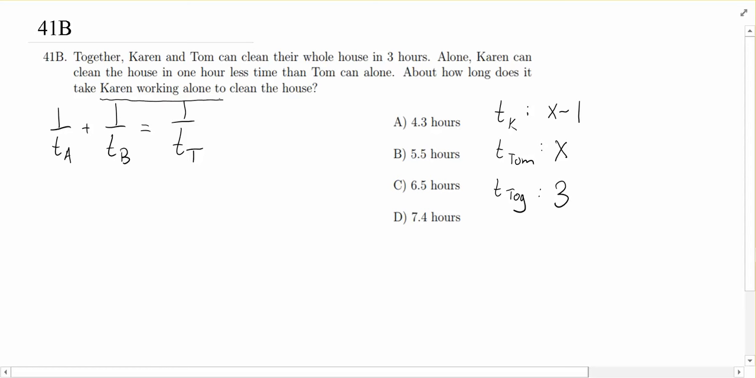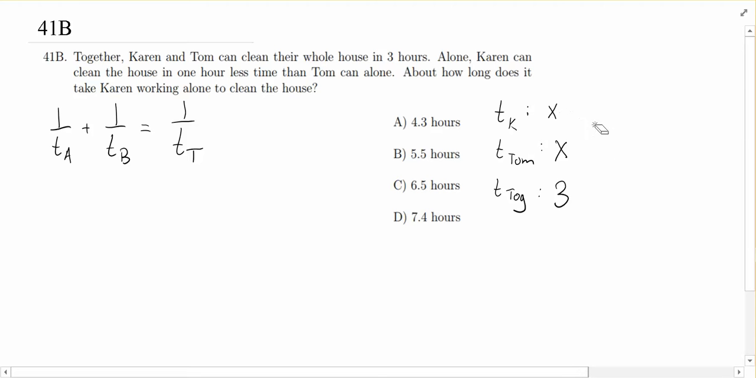What were we actually asked for in this problem? Karen's time alone. So if you actually gave the answer of x for your final answer, even though you did 99% of the work right, you're going to get 0 points in this problem because it's not what you were asked for. You were asked for Karen's time. So based on our current setup, you'd have to remember to then go back and subtract 1 from the answer that you get.